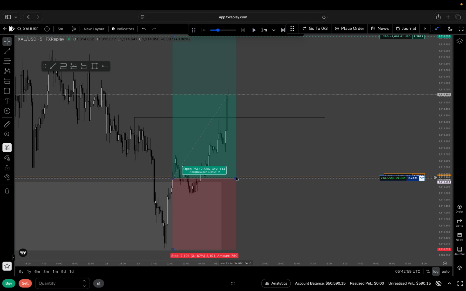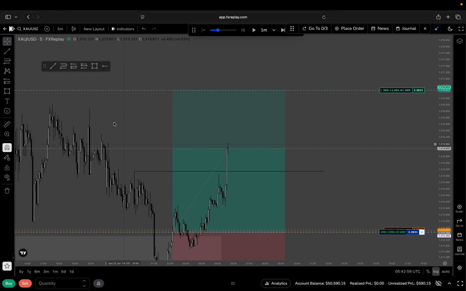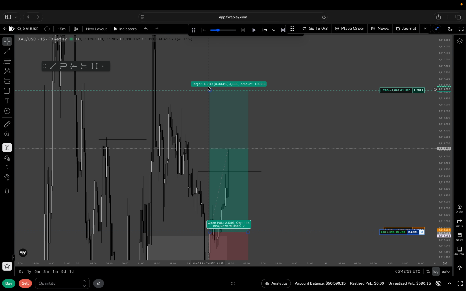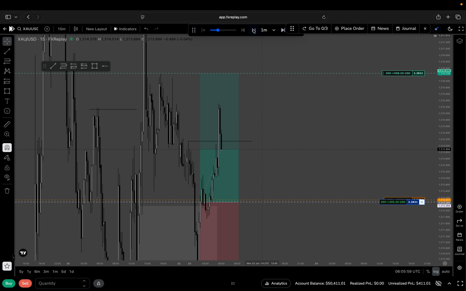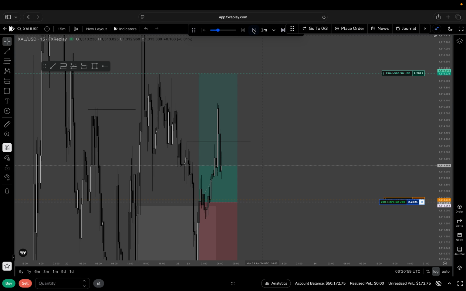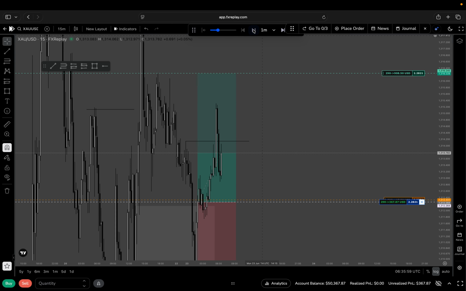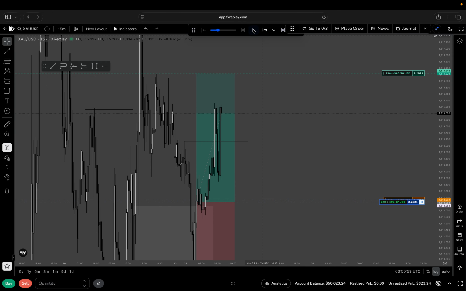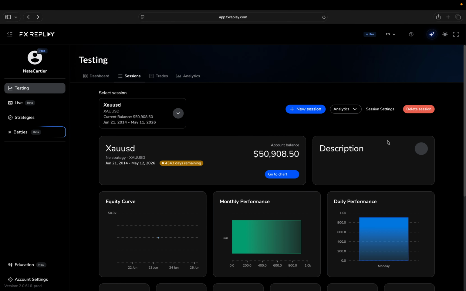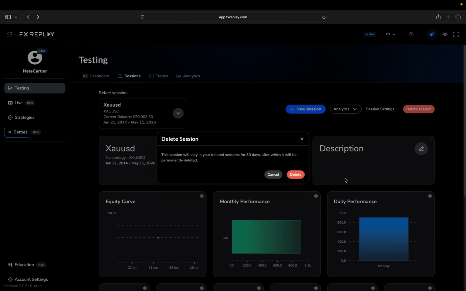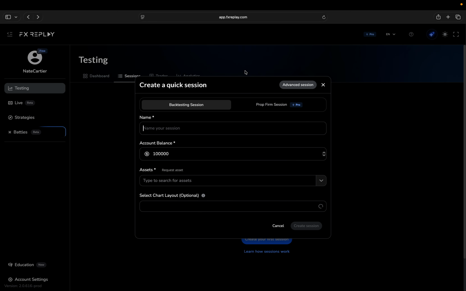Okay, nice displacement. Let's see where we're looking to target. Let's actually target these highs. This looks good. Nice displacement. And we get commitment straight away. Okay, let's try that again. Let's delete this. Let's try that again.